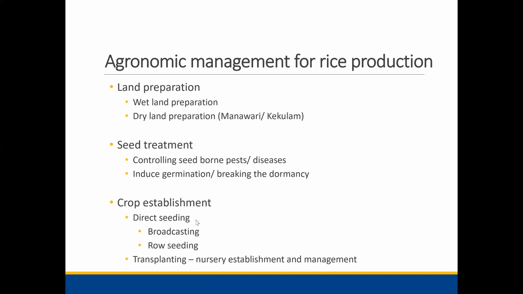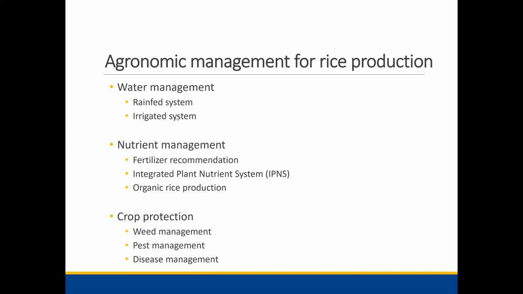There are two different methods. It can be direct seeded or transplanting. Again, the direct seeding can be broadcasting or row seeding. Transplanting also, you can plant in the row. And then once the crop is established, the usual agronomic practices you have to do, starting from water management.